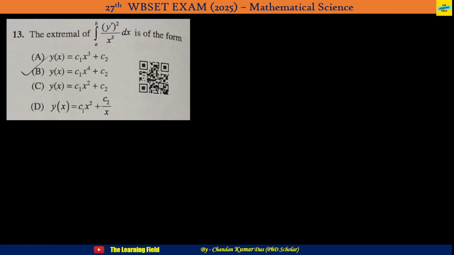Next question. This question is from calculus of variation. Two questions come from integral equation and two questions from calculus of variation.